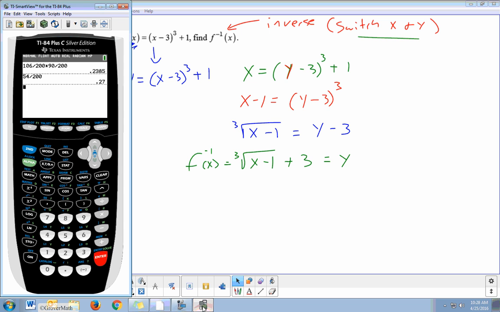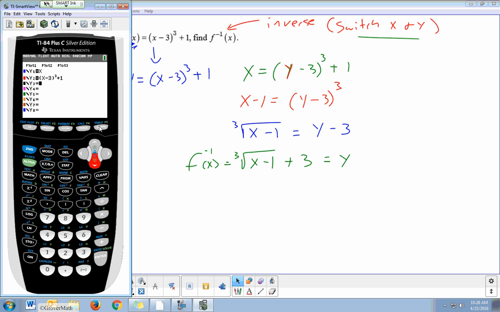There's a nice little calculator trick we can do to check this, because if you remember, switching x and y is the same as reflecting over the line y equals x. Y equals x is just a perfect diagonal line through our graph here. So if we see a mirror image across this line, that's a sign of inverse operations. So we'll type in the original (x minus 3) cubed. Shortcut to cubed is math 3, or you could use your exponent key. Plus 1.